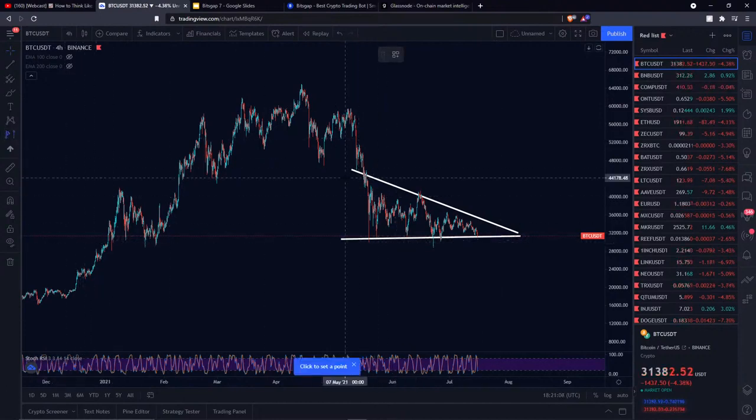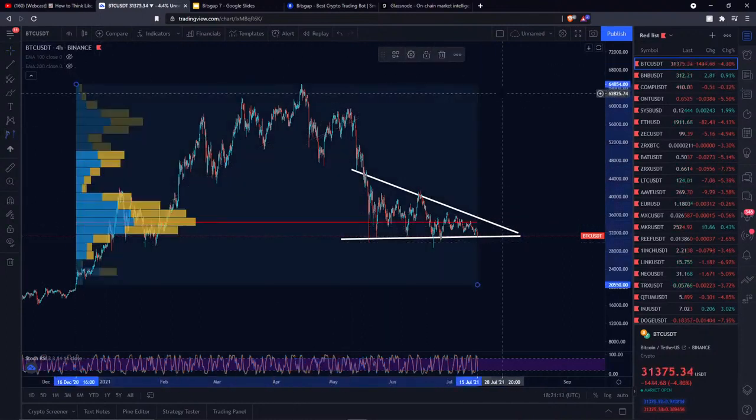So you now see the descending triangle pattern. Also, I use the tool known as the volume profile.